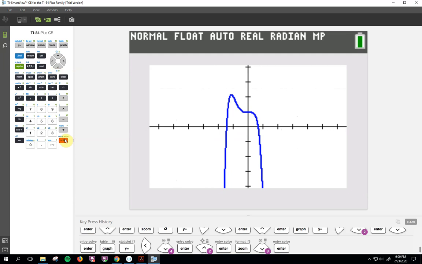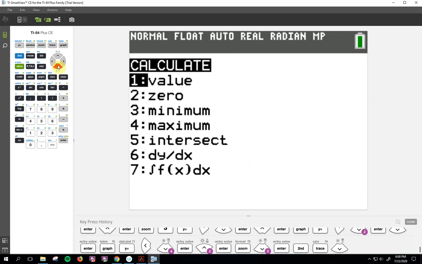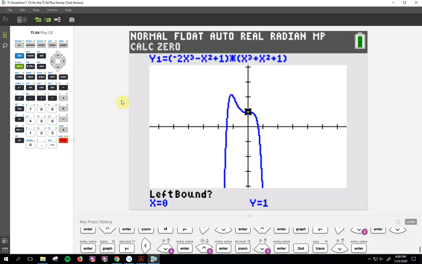So what we're going to do here is pick out the critical points. This is the derivative, so the critical points are where it crosses the x-axis. So these two locations. Now here's how we can find these exactly. Second trace here takes us to calc, and there's a zero or root finder. So you just go over to this left one.